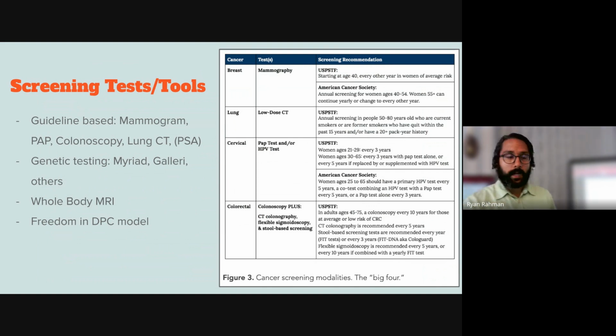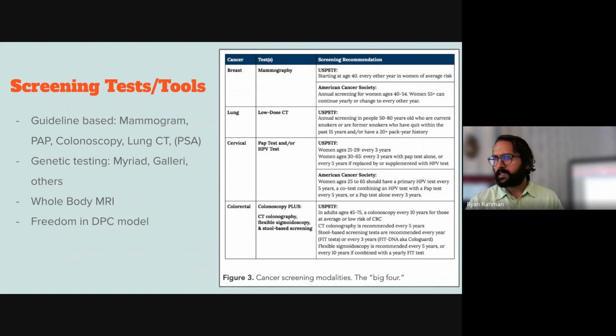I didn't list all of the ones that are available here, but there are different types of genetic testing. Myriad is basically a genetic panel looking for certain genes that would put you in a certain risk category for certain types of cancer. So it doesn't necessarily diagnose cancer, it just gives you a risk profile based on your genetics.